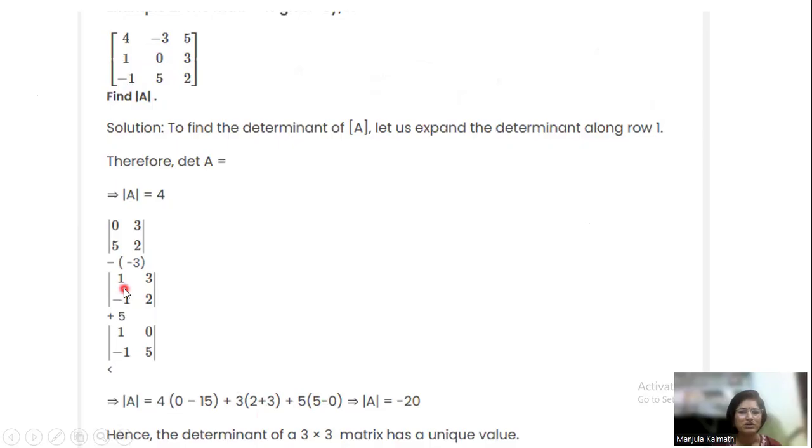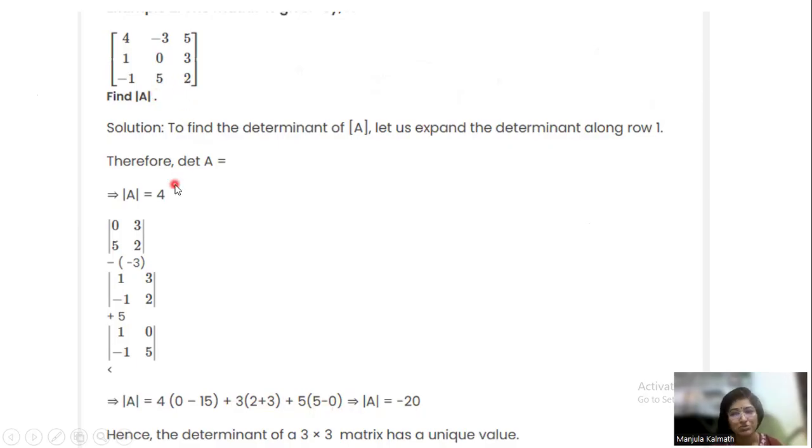Next, we consider 5 with alternating sign, so 4 minus minus 3 plus 5. When it is 5, we consider this 2 by 2 matrix, so 5 minus 0. So we have 4 into 0 minus 15 plus 3 into 2 plus 3 plus 5, 5 minus 0. That gives minus 20, which is the determinant of the given 3 by 3 matrix.